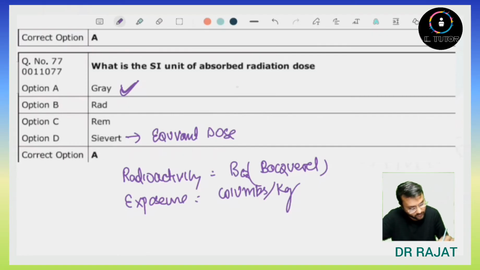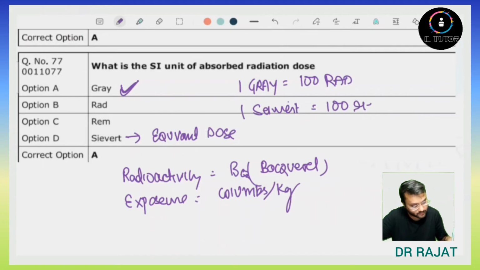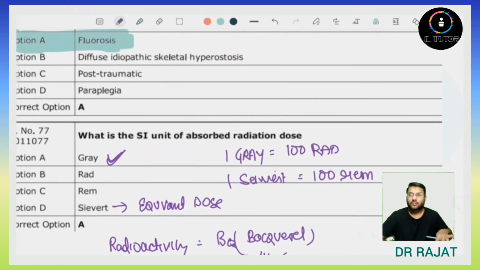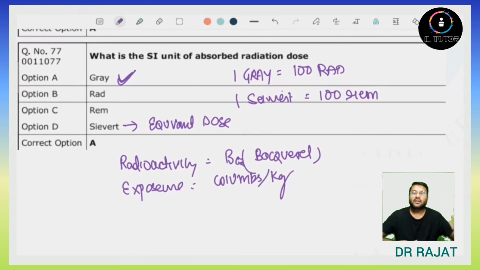Now if we talk about 1 gray, then 1 gray is equal to 100 rad, and 1 sievert is equal to 100 rem. So this is everything related to the SI units.